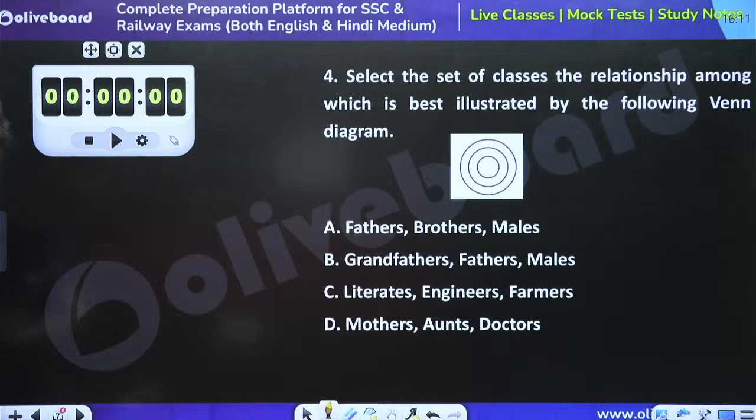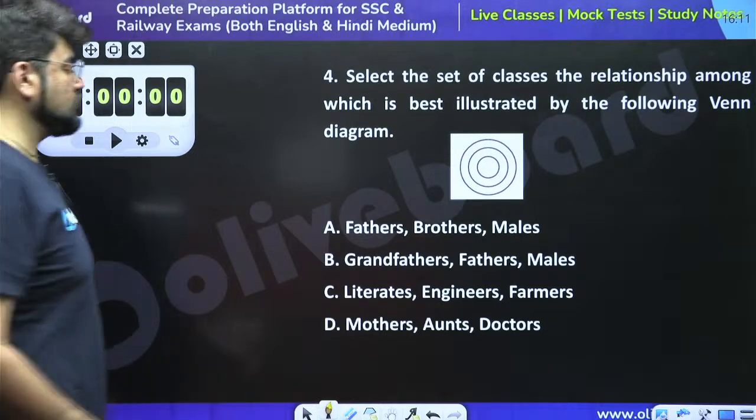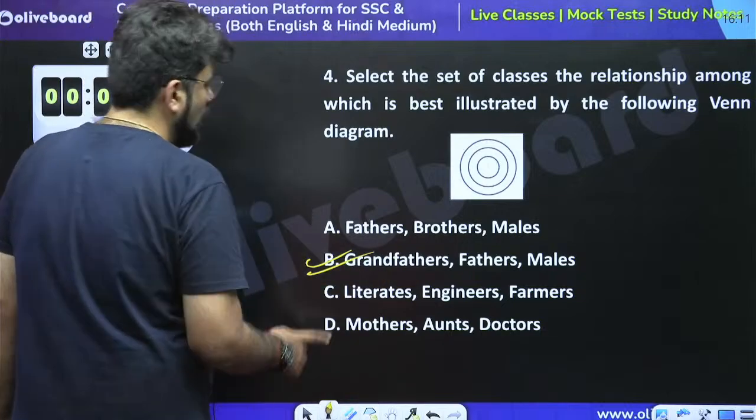What is the best answer here? Anyone? Very good, Raj. Excellent. Absolutely right. Option B is the correct answer, guys. Now, how will you label it?